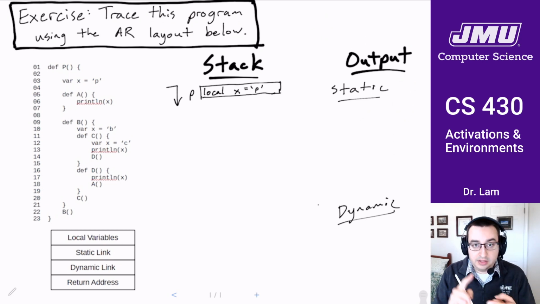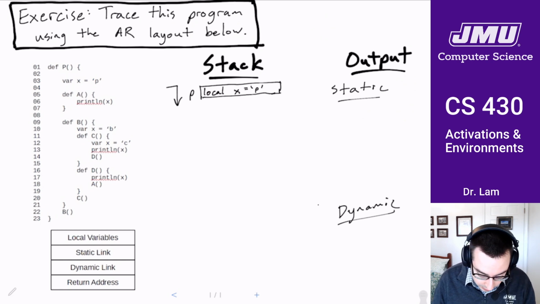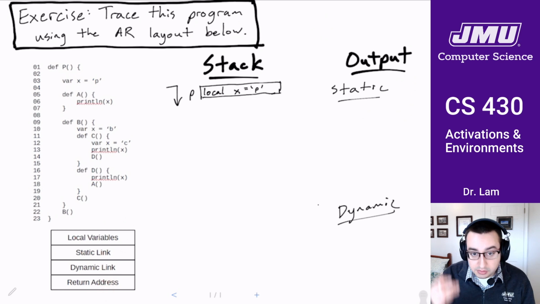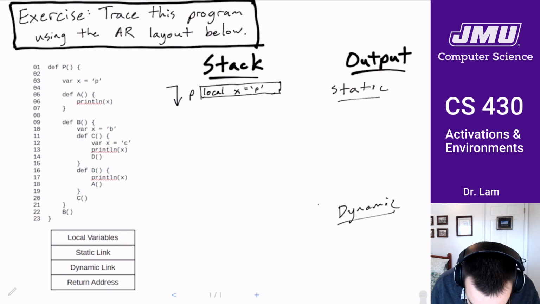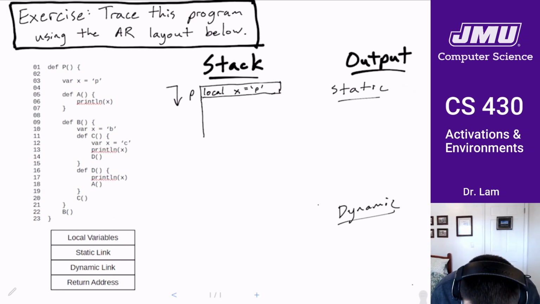B is going to have, if we look down here at the things that could be in a stack record, local variables. We're going to have one of those. B has a local variable. We're going to have a static link and a dynamic link. At this point, both of those are going to point back to P. And then we're going to have a return address, which is the address to go back to in P. So notice that we didn't have any of the three of these things in P's stack record. Okay, since we're going to have four things, I'm going to leave a little bit more space for B than I did for P.